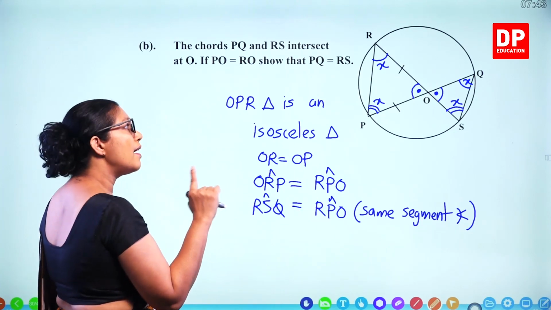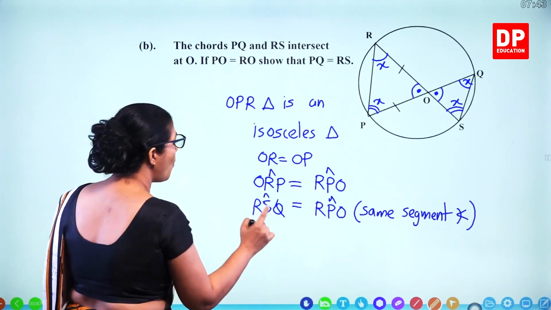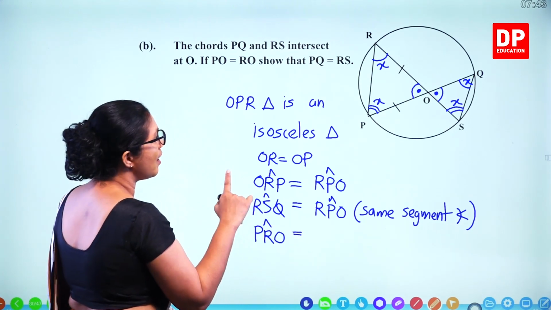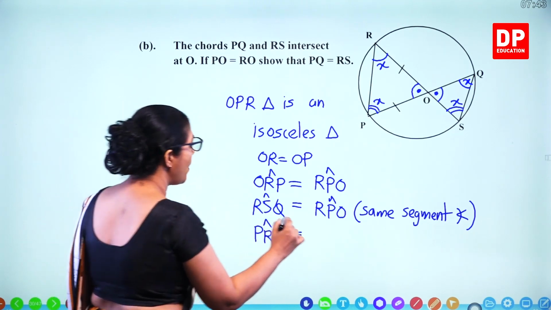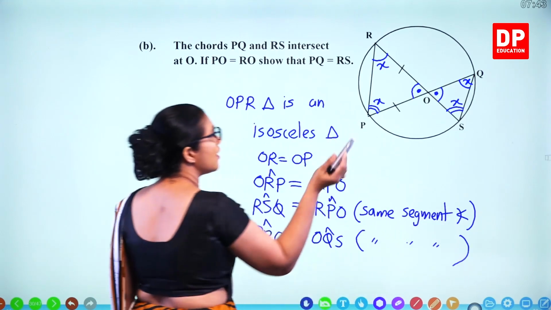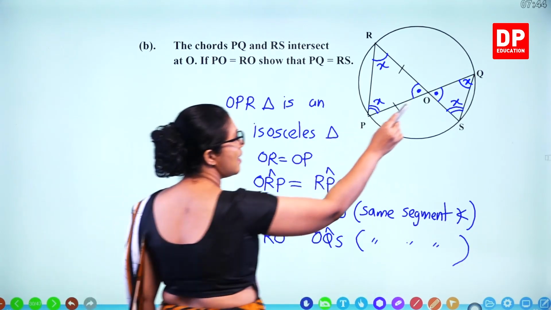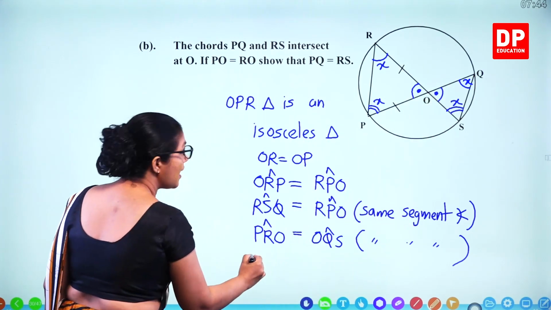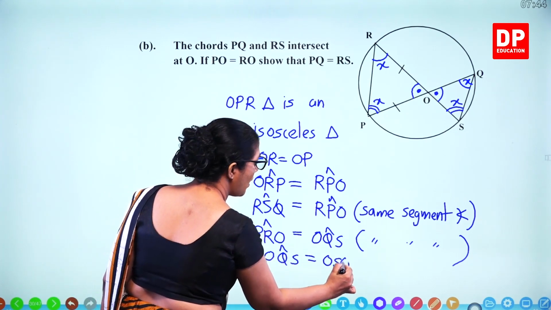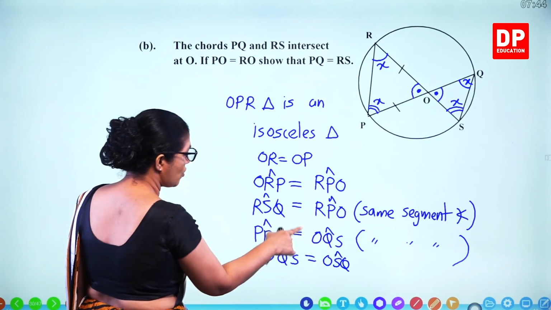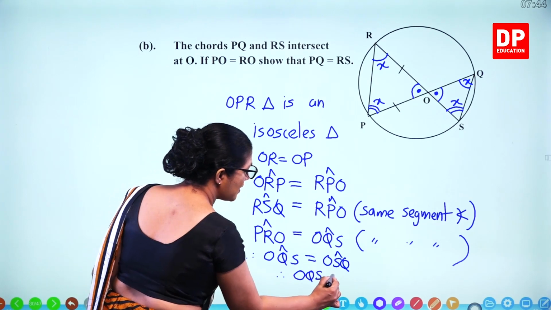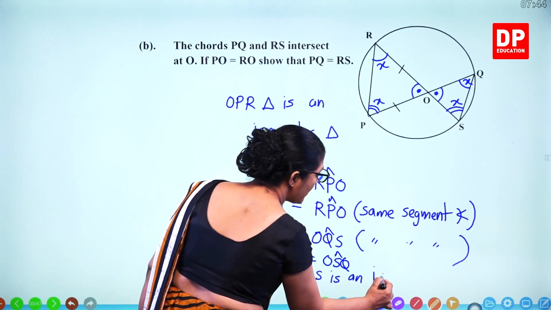So that's also X. And the other way around, angle PRO is angle OQS. Same segment angles. Now we can see these two angles are equal. So you can say angle OQS is the same as angle OSQ because of this. So therefore, OQS is an isosceles triangle.